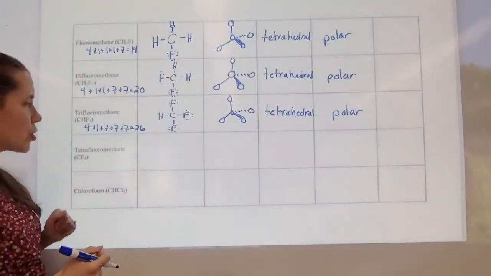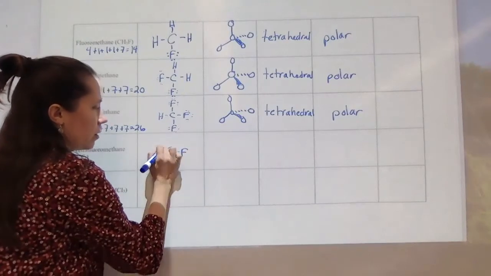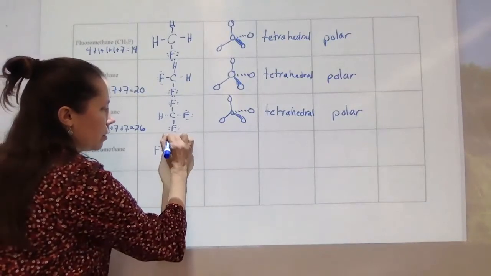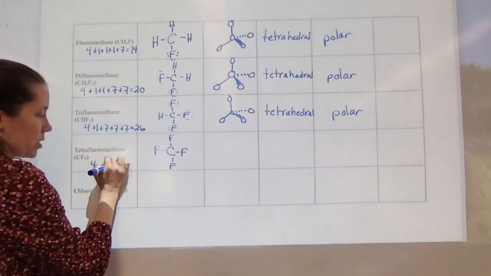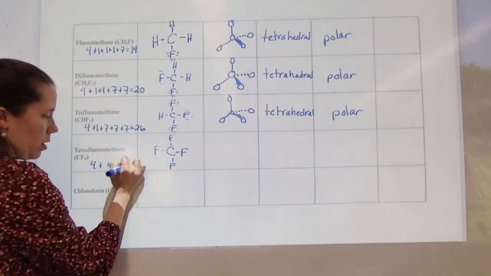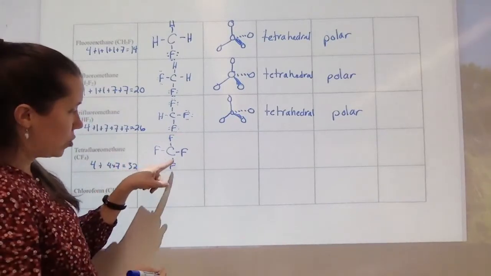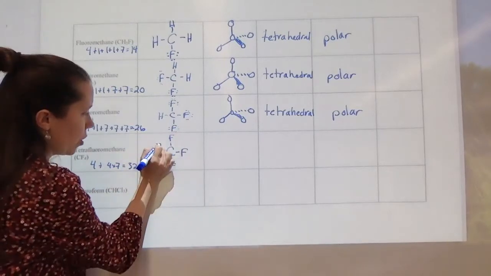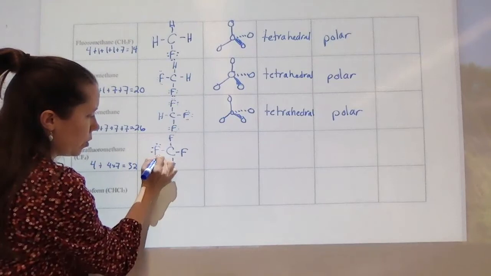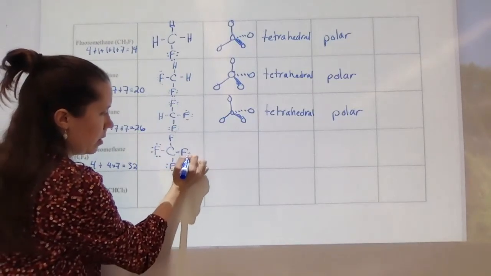Okay, tetrafluoromethane. Now we've got all fluorines around here. Okay, so that's going to be 4 plus 4 times 7, which is 28, plus 4 more, 32 electrons altogether. So I've used 8 of them. So the other 24 will go 6 around each fluorine to get us there.